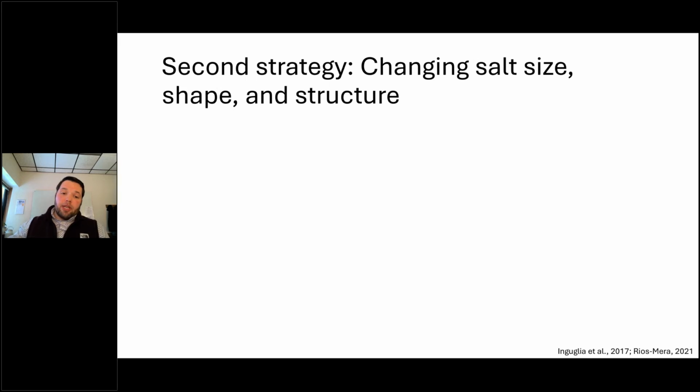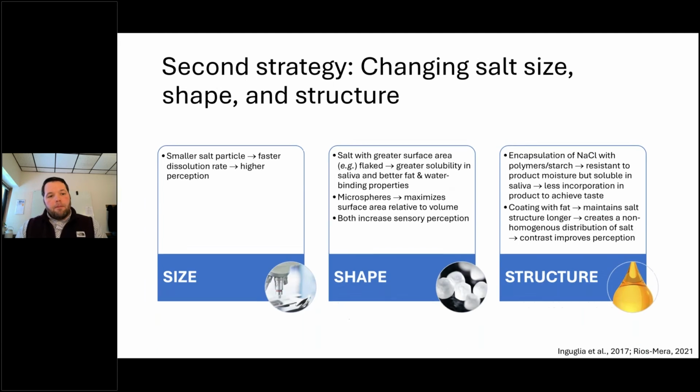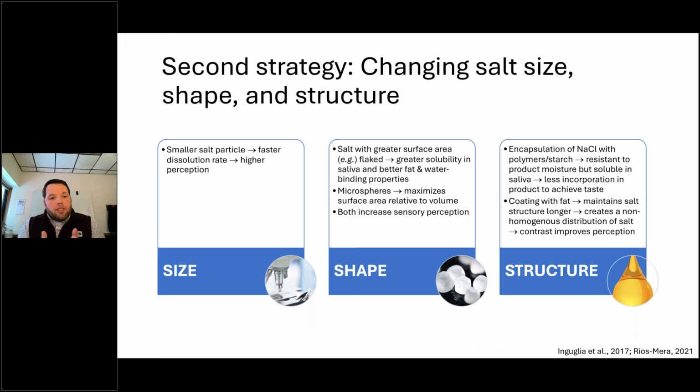The next possible technology is to change the salt size, shape, and structure. So we know that if we can make the salt particles smaller, it will dissolve more quickly, which results in a higher taste perception. We can also change the shape of the salt. Salt with a greater surface area has greater solubility in saliva, and it also better binds water and fat. So it's maintaining both the taste profile and the textural profiles that we need in salt.